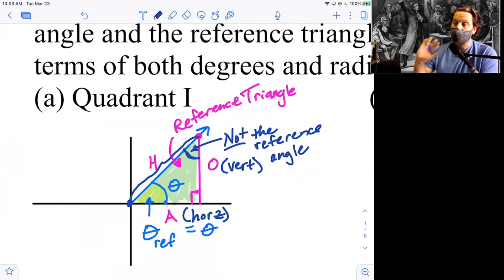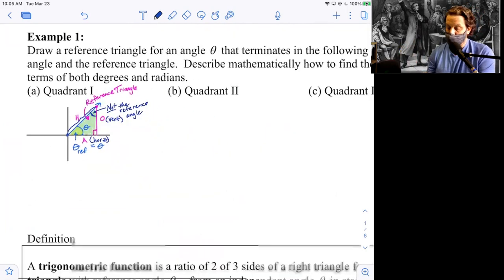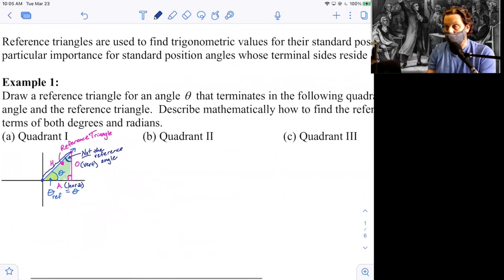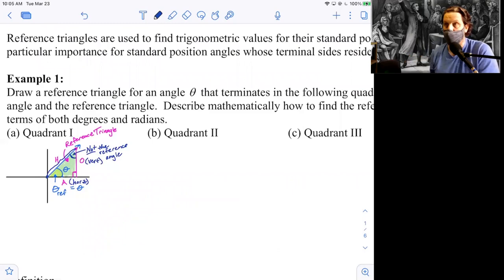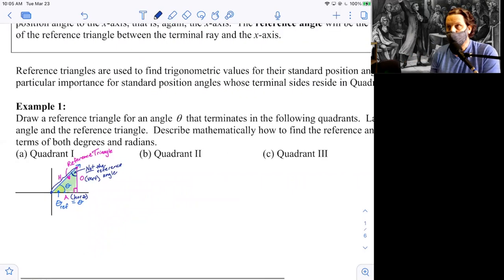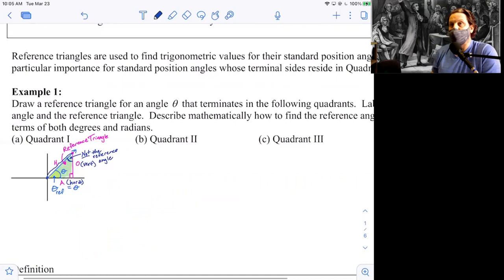That'll create another triangle. It's not the one we want. The reference triangle is always dropping a perp. Let gravity do the work, okay? Dropping a perp. Now, let's go ahead and look at what happens if we terminate in quadrant 2, okay?